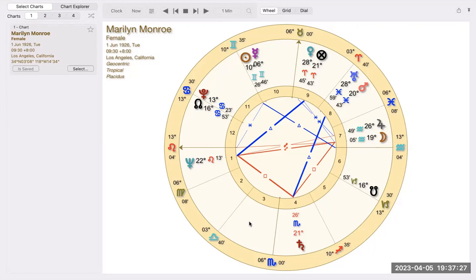trining Saturn. So now, which way do we read it? Do we read it Mars trining Saturn, or is it Saturn trining Mars? Which way do we read that? Does it matter? It's the same thing. So it doesn't matter which one goes first. Okay. Yeah, it's the same thing.